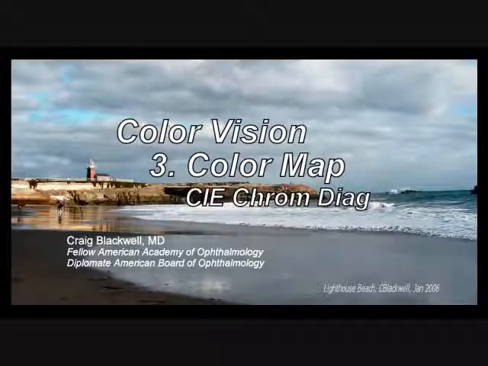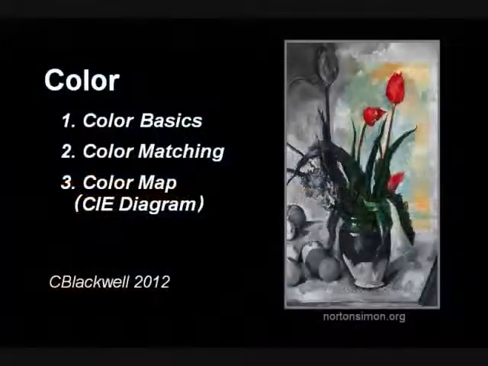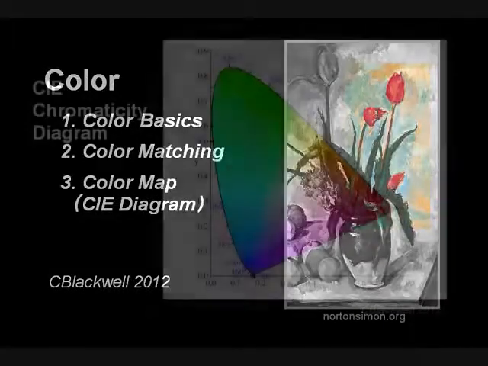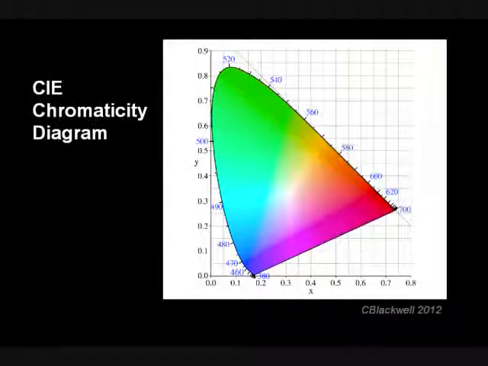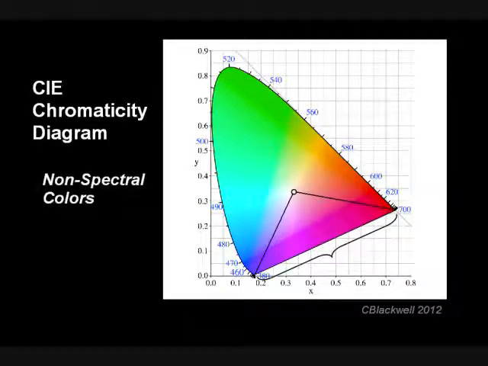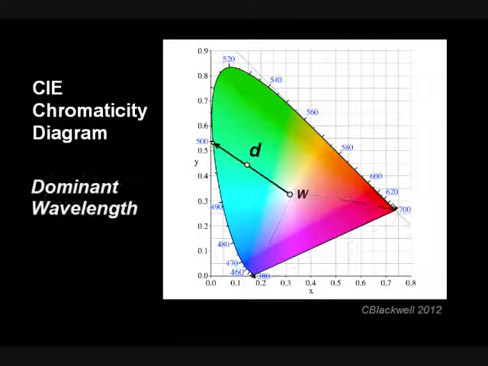This video is the third in our series about color vision. It is about a widely used color map called the CIE chromaticity diagram. In the first video we talked about the basics of color. In the second we covered color matching, which took us to color space and ended at the color map, the chromaticity diagram. In this video we will spend more time exploring features of the chromaticity diagram. The reward will be a deeper understanding of how colors relate to one another and how color vision is studied.